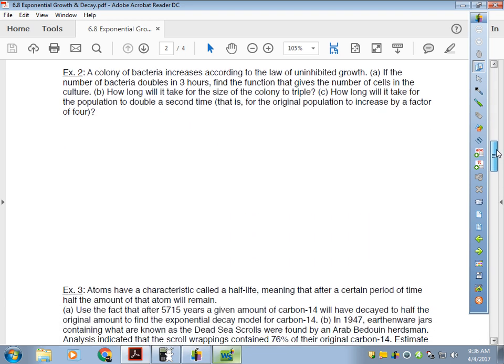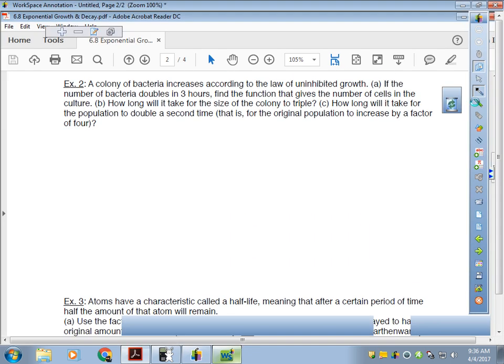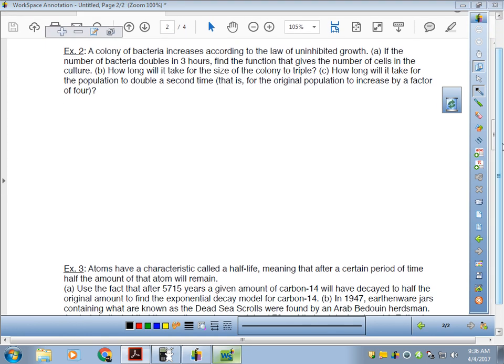Let's look at number 2. Number 2 says a colony of bacteria increases according to the law of uninhibited growth. Part A says, if the number of bacteria doubles in 3 hours, find the function that gives the number of cells in the culture. Okay, well, remember our formula looks like this.